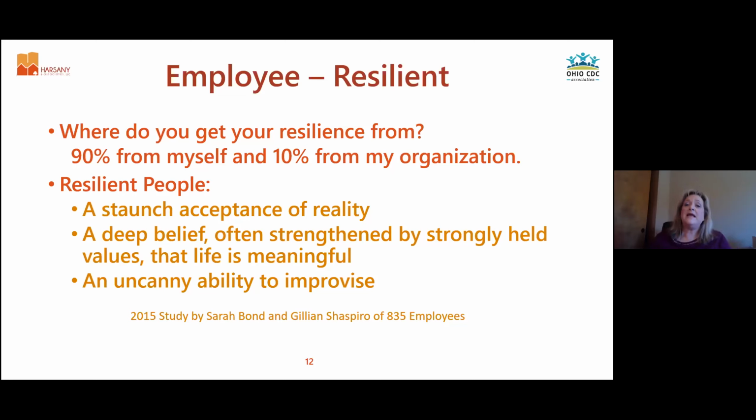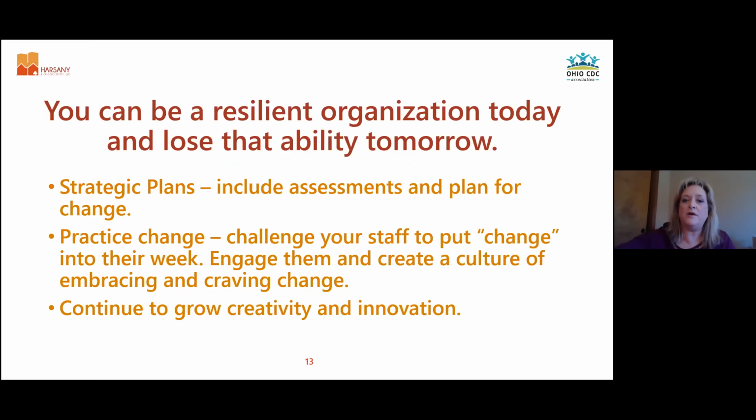In conclusion, they found that you could bounce back from a crisis if you had 1 or 2 of these capabilities, but it said you were only truly resilient if you have all 3. You can be a resilient organization today and you can lose that ability tomorrow. Strategic plans need to include assessments and plans for change. We do our 5-year goals, we put what we're going to do, we have our 1-year operating plan, but how many of those put in, what if COVID-19 happens? How many of you in your strategic plans had COVID-19 or anything that addressed something that could change?